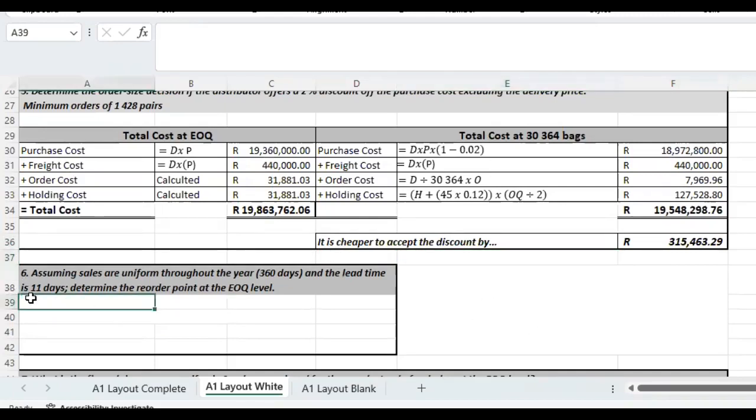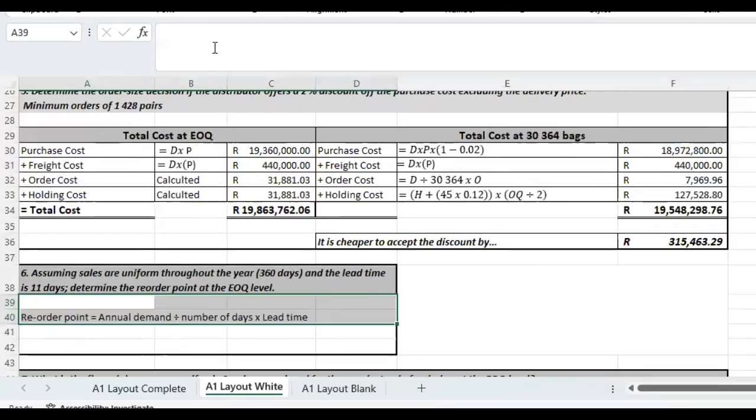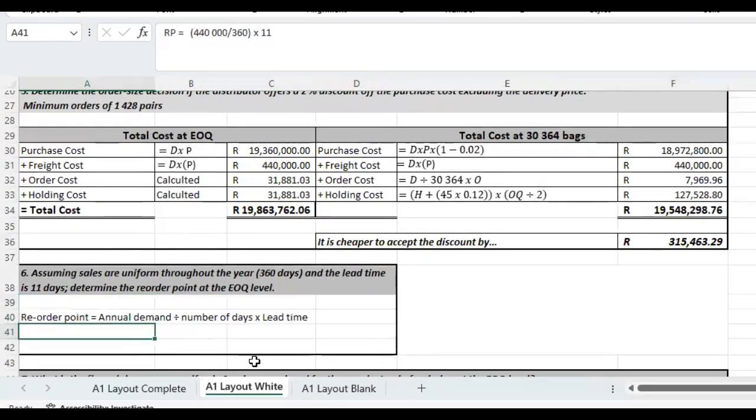Then it says to us, number 6, assuming sales are uniform throughout the year, and this time we are using 360 days, and the lead time is 11 days, determine the reorder point. So what are we going to do? We are going to put in the formula. Something is a little wrong here. Let's just see why it is not. Oh, I just left that line open. That is why. So we know that the reorder point is the annual demand divided by the number of days multiplied by the lead time.